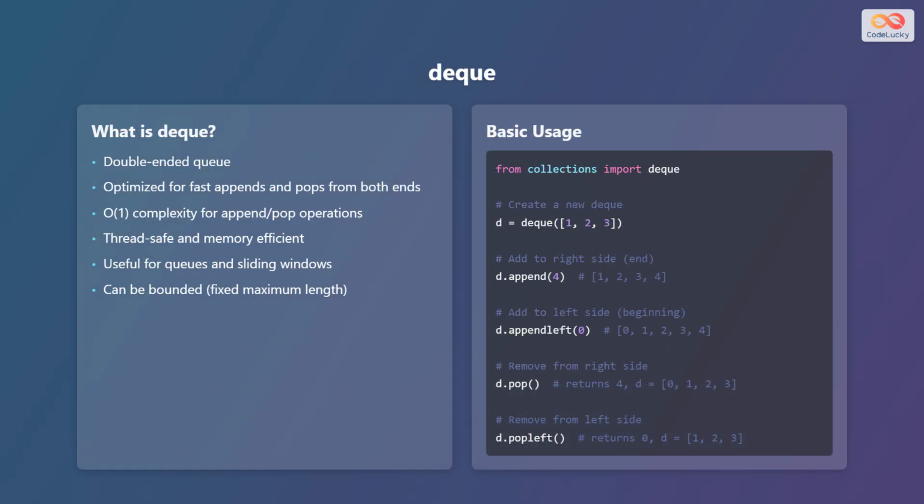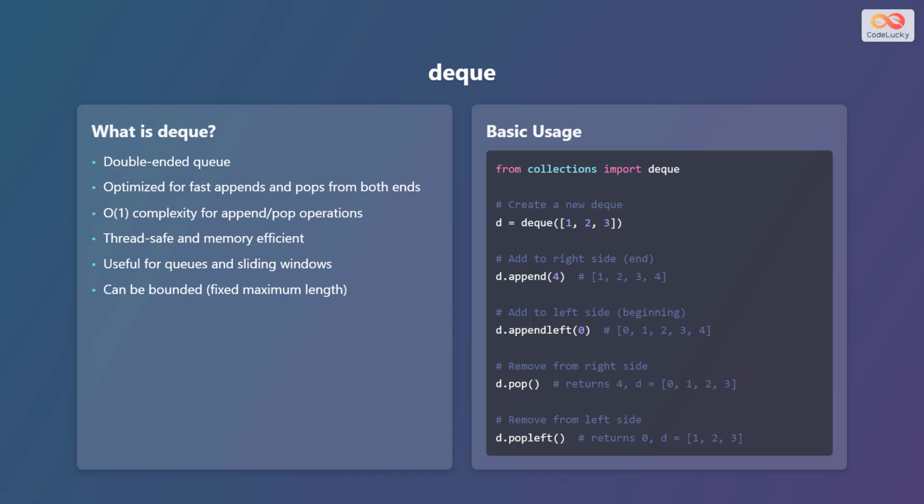Now let's talk about deque. Deque is a double-ended queue. It is optimized for fast appends and pops from both ends, with O(1) complexity for append or pop operations. It is also thread-safe and memory-efficient. It is useful for queues and sliding windows. Deques can also be bounded with a fixed maximum length.